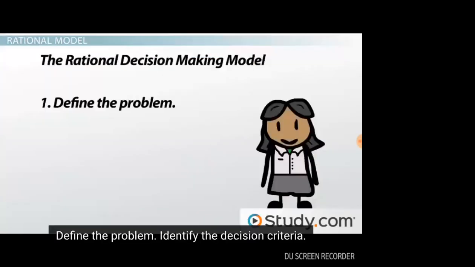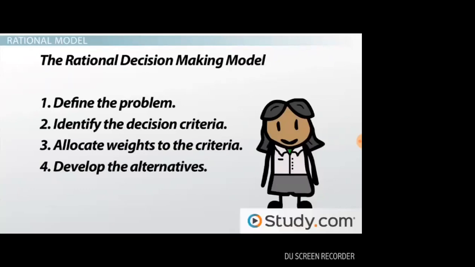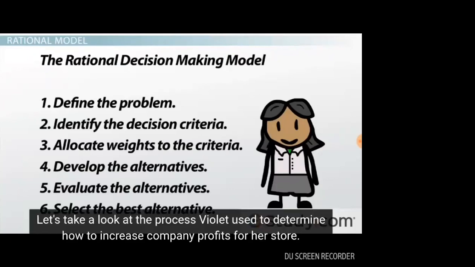Number 1, define the problem. Number 2, identify the decision criteria. Number 3, allocate weight to the criteria. Number 4, develop the alternatives. Number 5, evaluate the alternatives. Number 6, select the best alternative. Let's take a look at the process Violet used to determine how to increase company profits for her store.